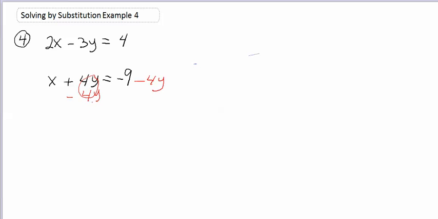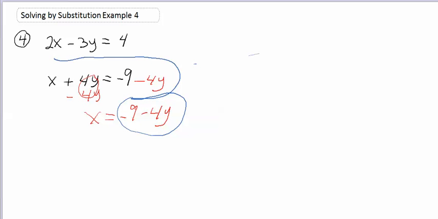This is a 0. So now I have x is equal to negative 9 minus 4y. This is what I'm going to use to substitute. I'm going to take that negative 9 minus 4y and substitute it into the other equation wherever I see the x. So now I've got 2 times negative 9 minus 4y, minus 3y is equal to 4.